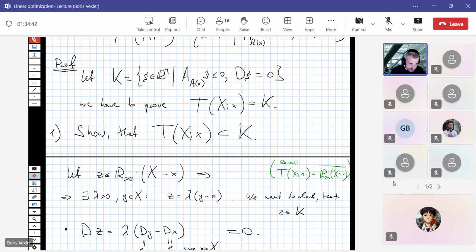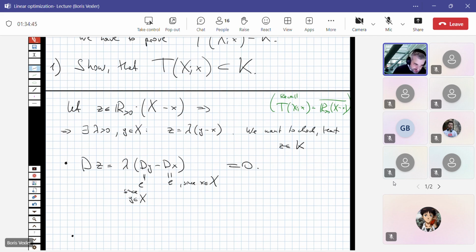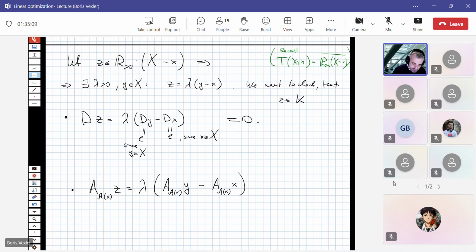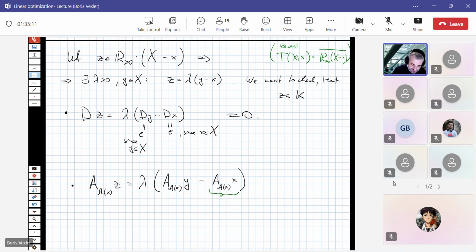What about this condition? What happens if we take A with the active index set of x times z? Okay, what's that? This is, of course, also lambda times this matrix times y minus this matrix times x. Now, question for you. What do you think? What can this say about this? This is equal to b.